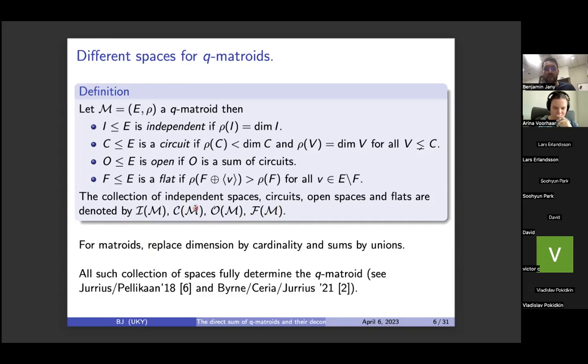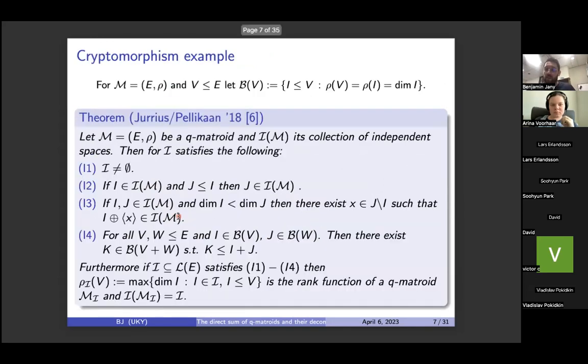So each of those collections of spaces fully determines the q-matroid. And if we start with a collection of such spaces, we can derive what the q-matroid is. So let's look at one cryptomorphism, the first cryptomorphism, shown by Jurrius and Pellikaan when they introduced q-matroids. It's a cryptomorphism based on independent spaces. So in their paper, they showed that if you start with the q-matroid and look at its collection of independent spaces, then that collection of spaces satisfies those 4 properties.